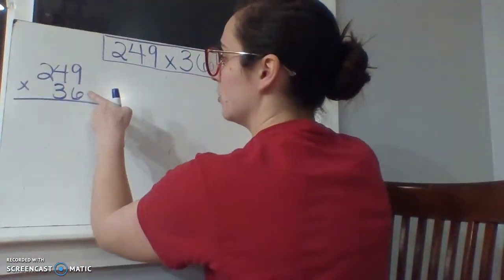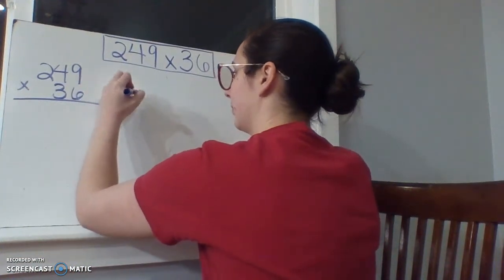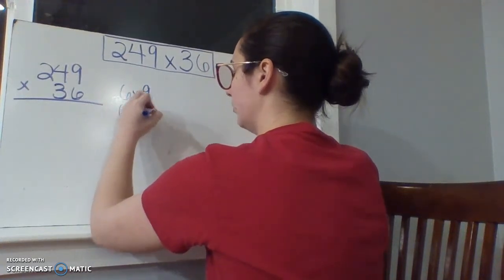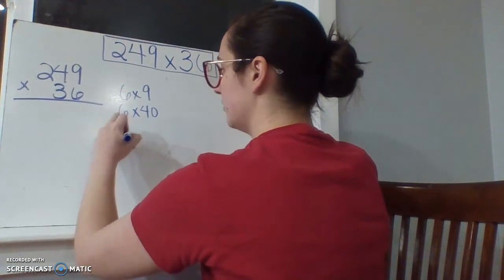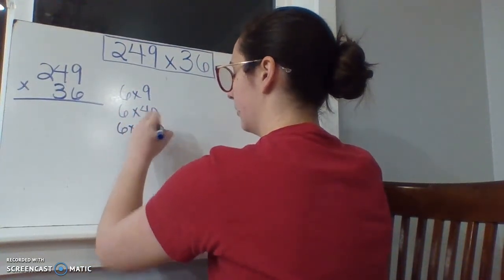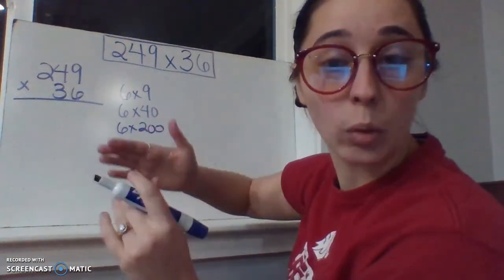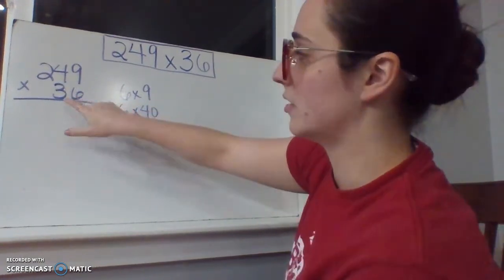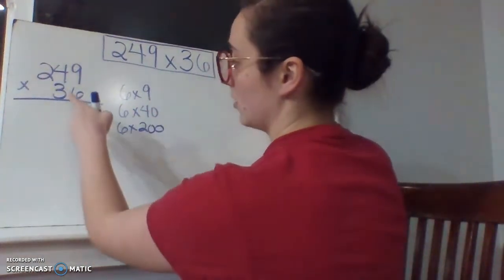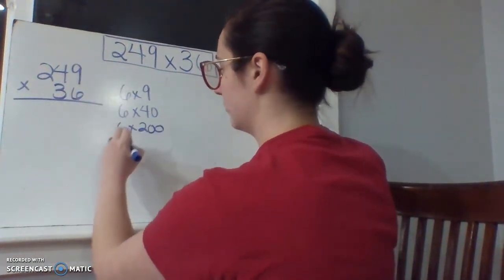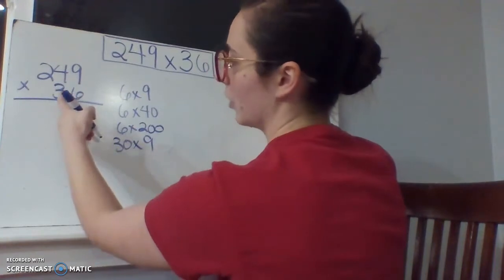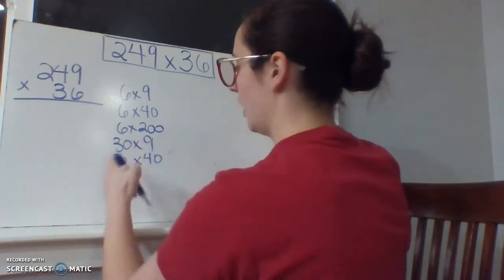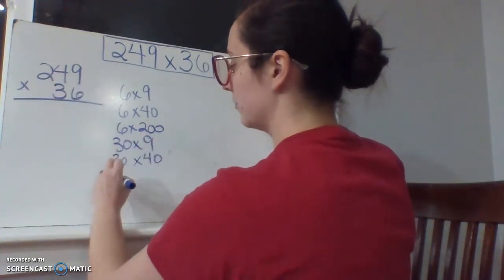So I'm going to do 6 times 9. I'm going to have 6 times 40. I'm going to have 6 times 200. And that's all I'm going to have for the number that was in the ones place on the bottom number. Now I have to think about all the pairs that are going to exist with 30. Okay, so I'm going to have 30 times 9. I'm going to have 30 times 40. And then I'm going to have 30 times 200.